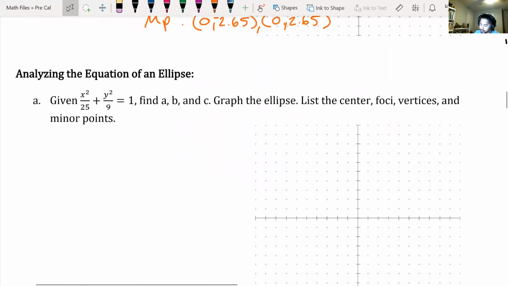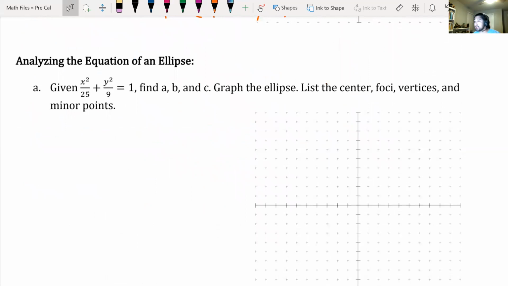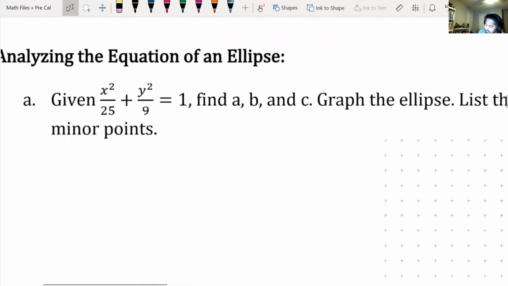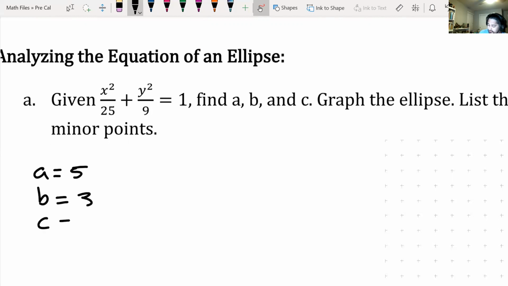Okay. So on this one, they are giving us the equation of the ellipse, and they want us to find A, B, and C, and then graph everything and label everything. So first off, what's given? From this equation, what is the value of A? A is 5 and B is 3. This means we have to find C.